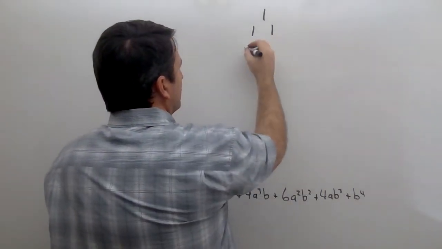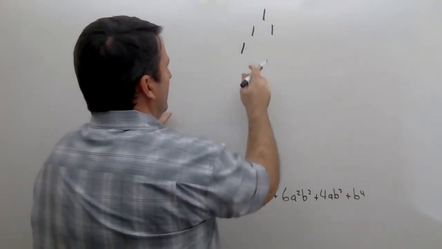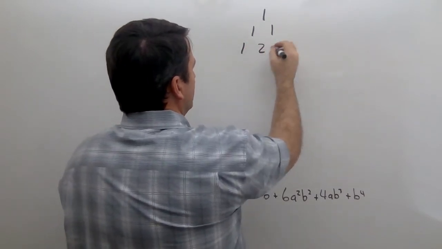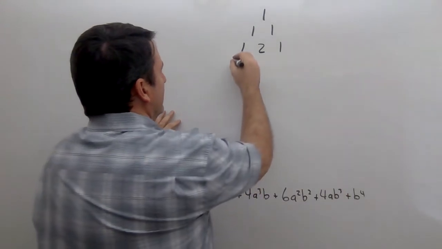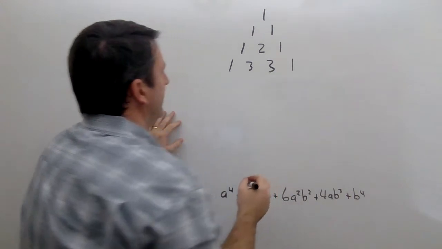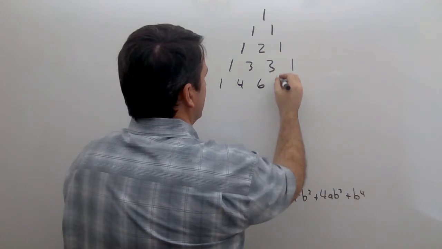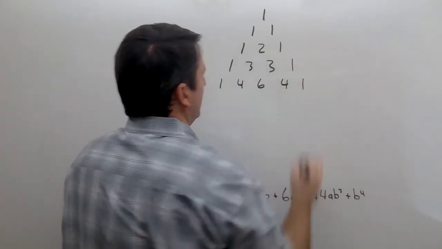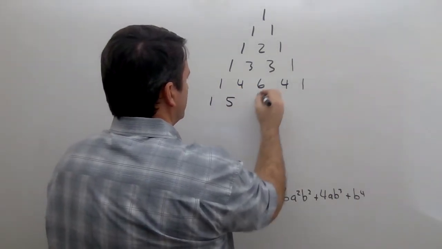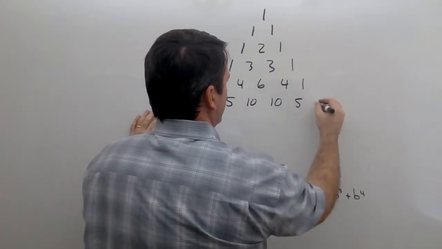So here, this third row is going to be, or the second row really, this is the 0th row. This is the first. The second, we've got a 1, and then 1 plus 1 is 2, and then 1. And then 1 plus 2 is 3, 2 plus 1 is 3, and 1 out here. And we get 1 plus 3 is 4, 3 plus 3 is 6, 3 plus 1 is 4, and then 1. And let's do one more row. 1 plus 4 is 5, 4 plus 6 is 10, 6 plus 4 is 10, 4 plus 1 is 5, and then 1 on the outside.